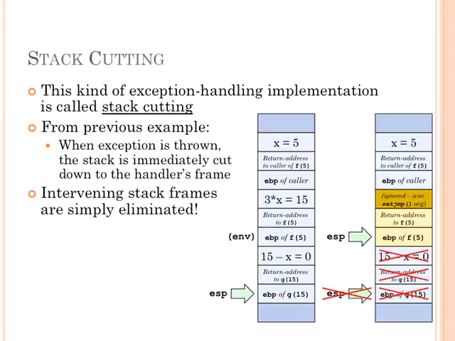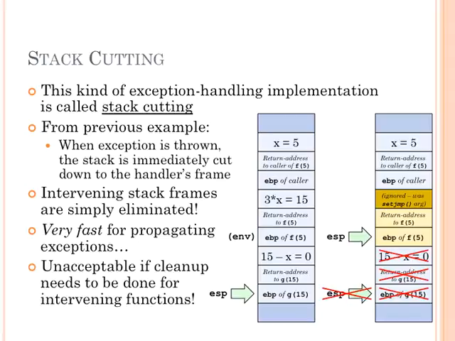So yeah, the intervening stack frames are basically eliminated. And this is good and bad. It's fast, like I was saying. It's very fast for exception propagation. But what if we have pointers to memory that we allocated? Junk like that on the stack. And we just throw away those stack frames. We lose those pointers to the memory we allocated. So if we need to do cleanup, then we have to think about what is it that we're eliminating on the stack.